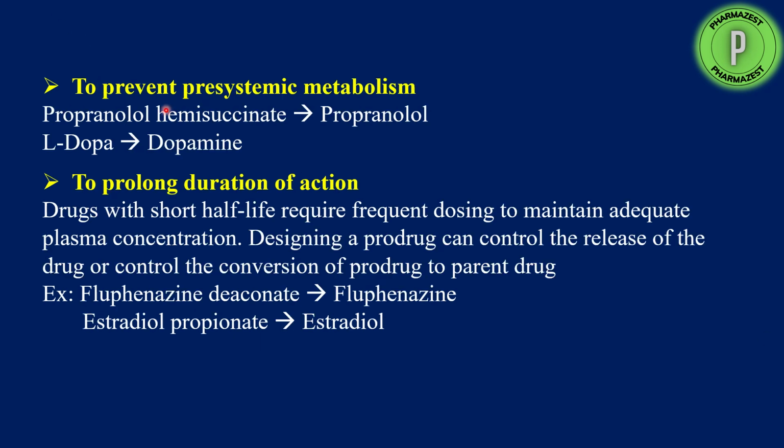And we can use this prodrug concept to prevent pre-systemic metabolism also. Some drugs, when they enter the body, are metabolized. As a result, the concentration of the drug available at the site of action is reduced. When you convert them into a prodrug, for example propranolol, if you formulate it as propranolol hemisuccinate, it gets metabolized into the active form, that is propranolol. As a result, we can avoid pre-systemic metabolism.